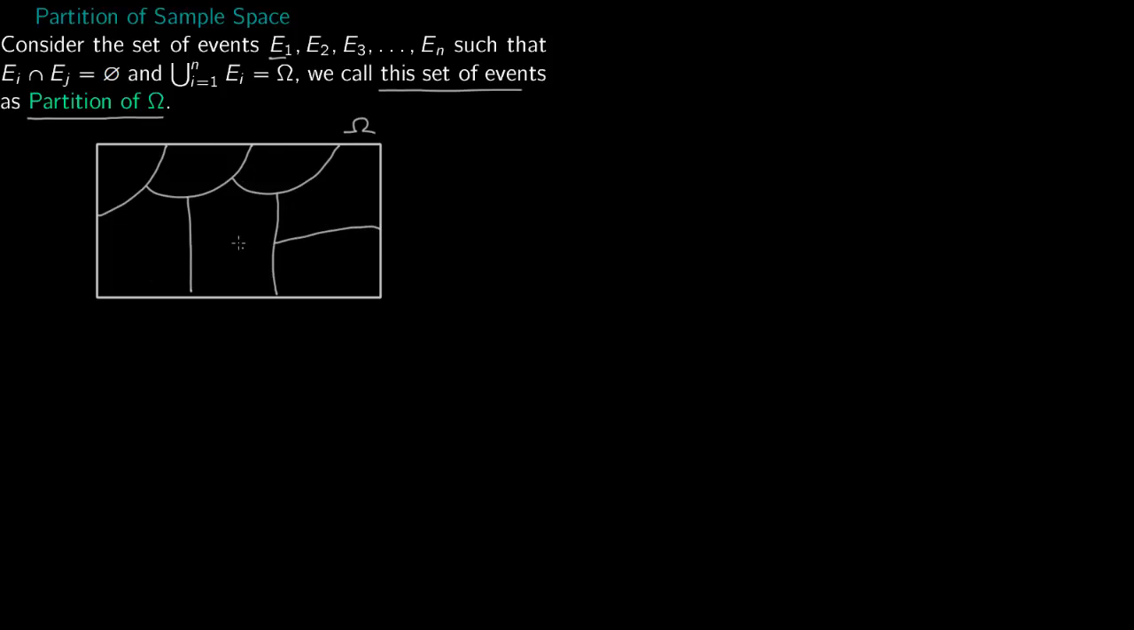Say for this example, we have events E1, E2, E3, E4, E5, E6, E7, E8. All of them are disjoint, they just share the boundary, but all of them also cover the entire sample space omega. So if I take the union of E1 to E8, it will be omega, but the intersection of any two of these sets is empty. So this is a partition of omega.